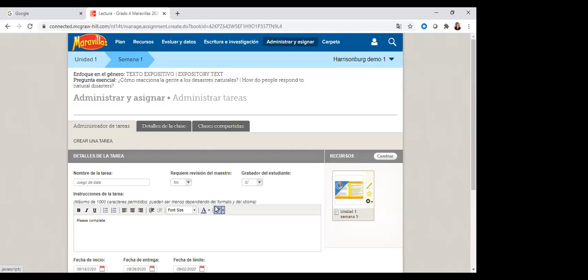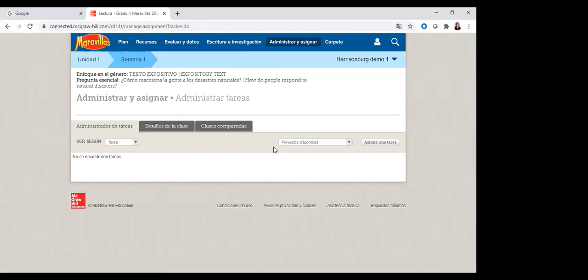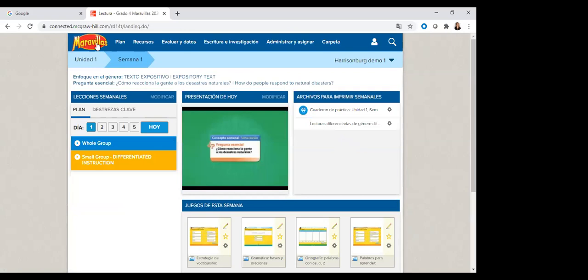Once you have made that assignment, it's going to be administrador de tarea. You're going to find anything that you've assigned to your students here per student. I'm going to come back here because there's one more little place that I want to take you to, which is la presentación de hoy.